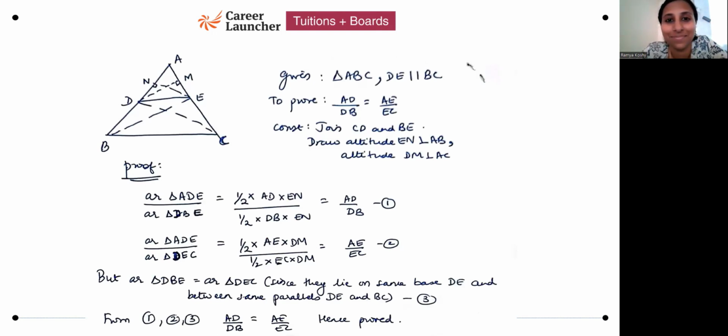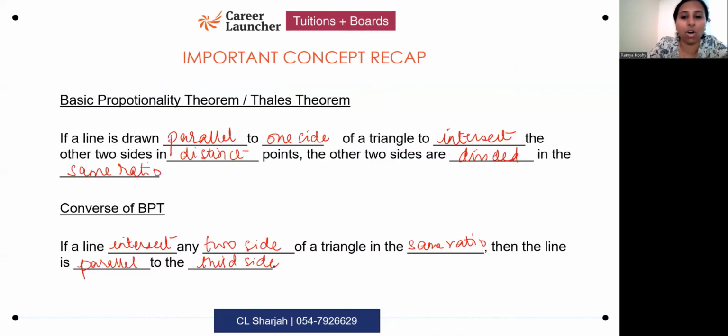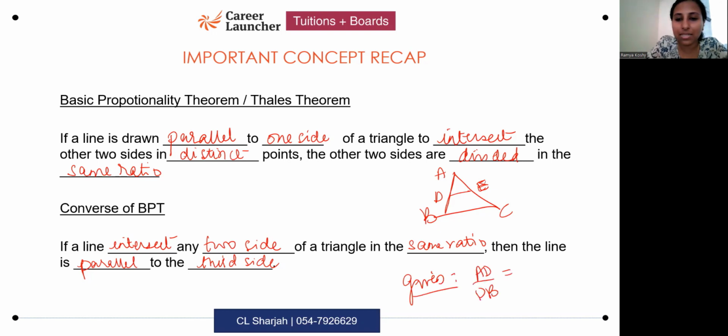Ma'am, is it possible to repeat where we use the converse of BPT once again? Yes, sure. Converse of BPT is used when you have a triangle ABC and a line DE. You already found out that AD by DB is equal to AE by EC. And if this is true, it means that DE is parallel to BC.